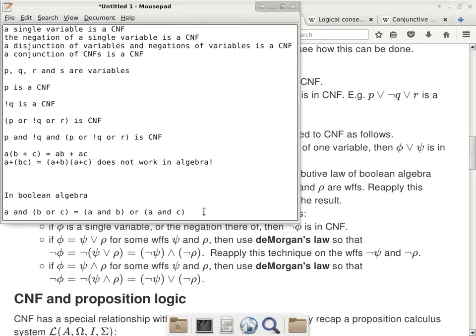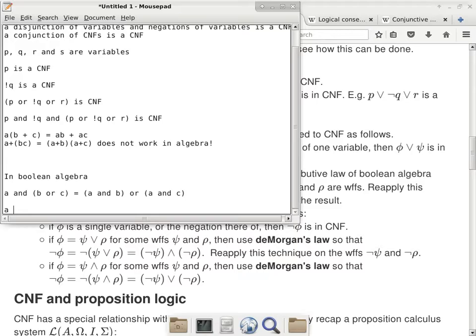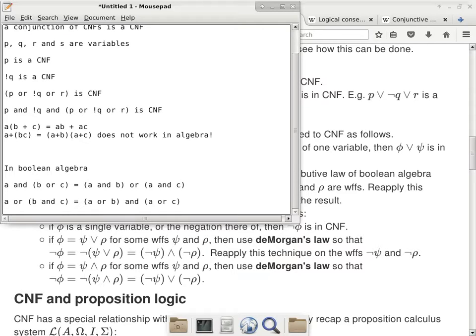But the other one is also useful. The other one is A or (B and C) on the other side. This one works too. So it becomes (A or B) and (A or C). So in Boolean algebra, both of these work. Are there any questions about these two distributive rules in Boolean algebra?